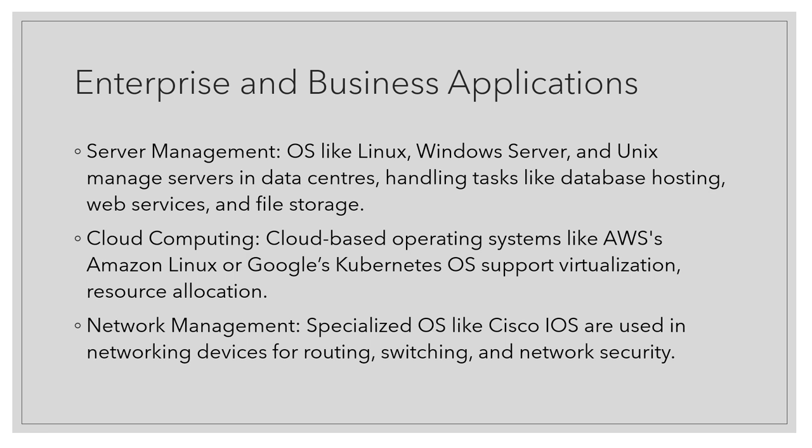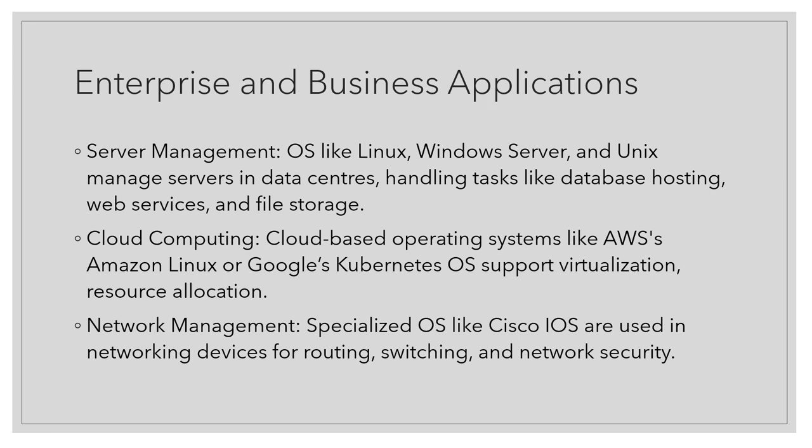And business applications like cloud computing. What does cloud computing mean? We have to store huge amounts of data in the cloud, right? So these types of applications or operating systems, like AWS, Amazon Linux, or Google Kubernetes, support virtualization and resource allocation.